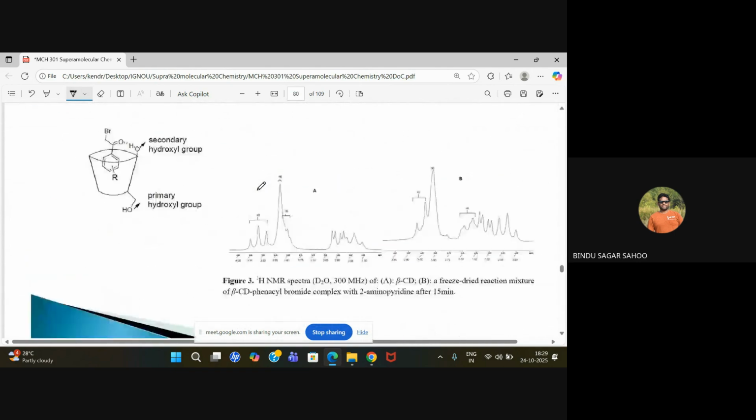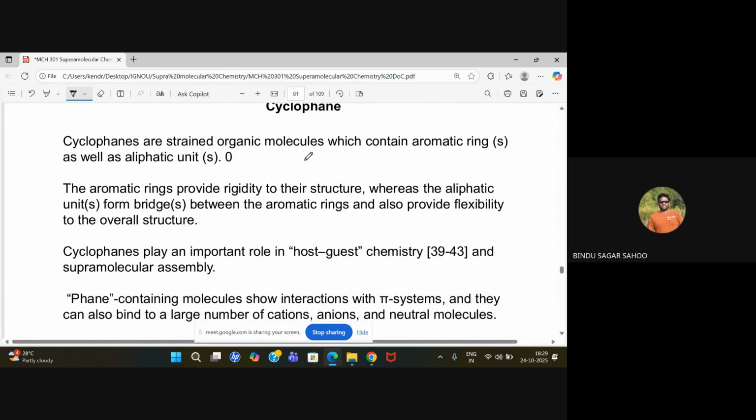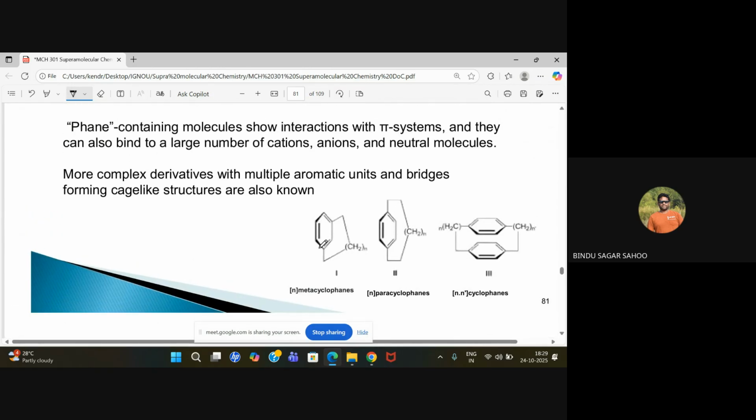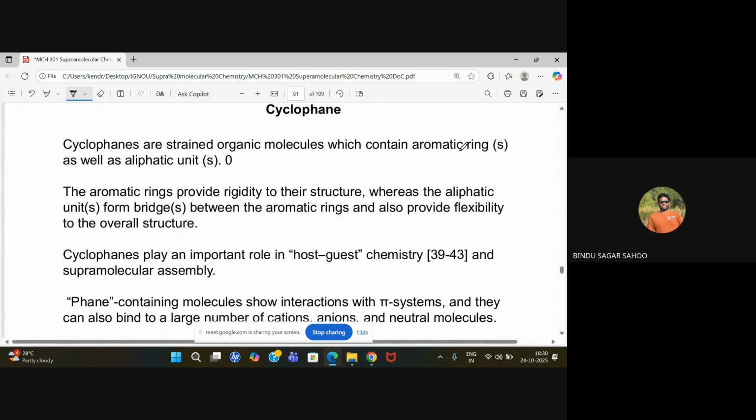Then we'll discuss cyclophanes. Particularly, cyclophanes are these types of rings. That means these types of rings contain aromatic rings and some aliphatic chains also. You can see here these types of structure. This is the aromatic ring, and these are the aliphatic chains. So it contains both aliphatic groups and aromatic groups. You can make a ring which contains aromatic rings as well as aliphatic units.